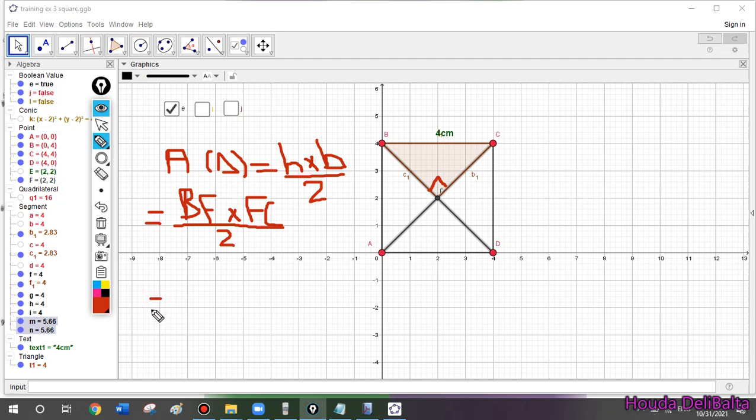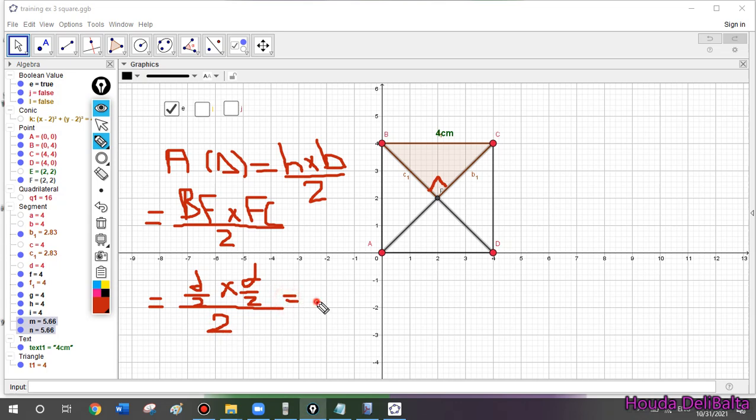Now again, BF is half of the diagonal BD, so I can write D over 2. That's what we mean by half. And FC also is half of the diagonal AC, so I can replace it by D over 2. I'm replacing by the letter D because I'm supposing that I don't have measurements, and I'm going to get the rule in general. The rule says D squared over 2, and the letter D stands for the diagonals. And we still have over 2.